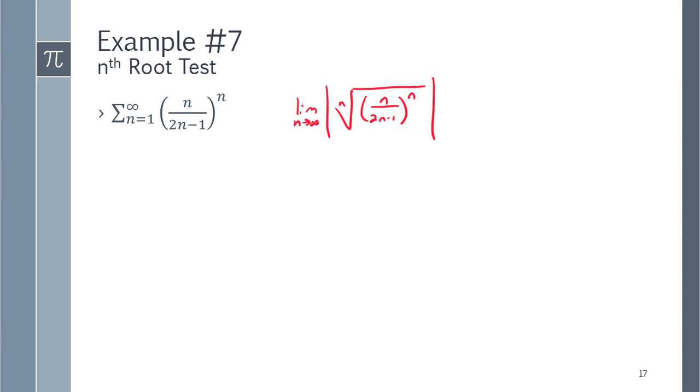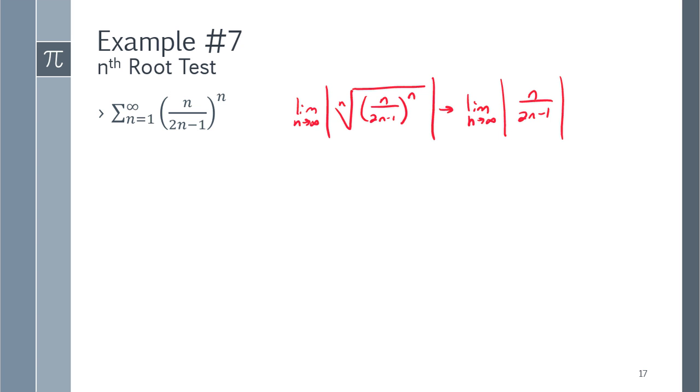Well, the nth root cancels the nth power. So this leaves me with the limit as n goes to infinity of the absolute value of n over 2n minus 1. This is much easier algebra than the ratio test because we get rid of that nth power. But it's really only nice if everything is being raised to the nth power. If I have things that are not being raised to the nth power, the nth root test algebra gets a little bit more complicated.